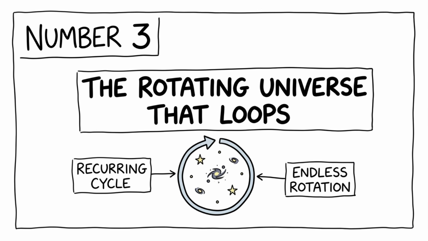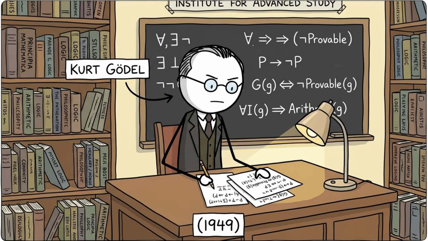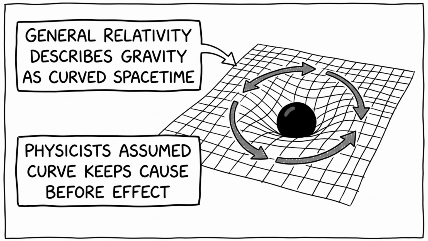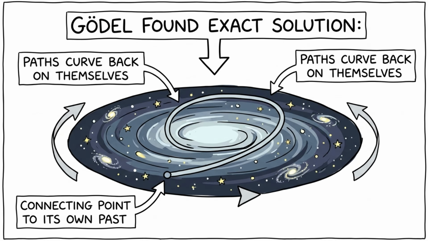Number 3, the rotating universe that loops. In 1949, Kurt Gödel wasn't working on cosmology as a specialty. He was a logician, a close friend of Einstein's at Princeton, exploring Einstein's field equations mostly as an intellectual gift for Einstein's 70th birthday. General relativity describes gravity as curved spacetime, and physicists generally assumed any physically reasonable universe would have spacetime curve in ways that keep cause before effect, everywhere, always. Gödel found an exact solution to Einstein's own equations describing a rotating universe in which certain paths curve back on themselves entirely, connecting a point in spacetime to its own past.